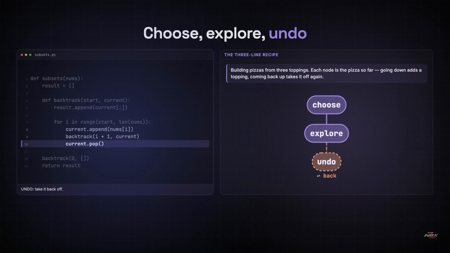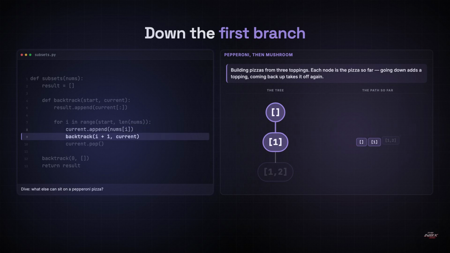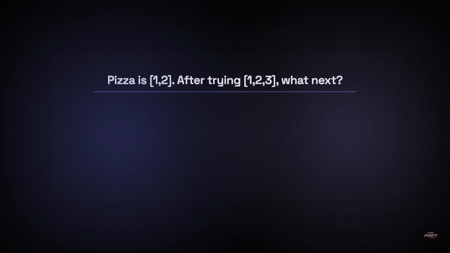We put pepperoni on so the pizza is 1 and we photograph it. Notice the call is diving rather than spreading because it isn't looking at the other toppings yet at all. Backtrack calls itself from the next topping along. Mushroom goes on, the pizza is 1 and 2, and another photograph is taken. Backtrack goes as deep as the branch allows before considering anything else. Straight from the dojo. The pizza is pepperoni and mushroom.